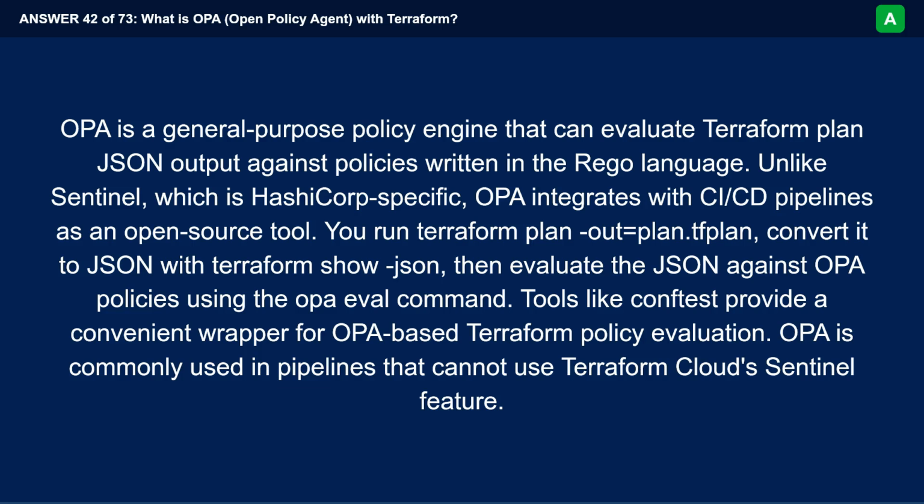OPA is a general-purpose policy engine that can evaluate Terraform plan JSON output against policies written in the Rego language. Unlike Sentinel, which is HashiCorp-specific, OPA integrates with CI/CD pipelines as an open-source tool. You run terraform plan -out=plan.tfplan, convert it to JSON with terraform show -json, then evaluate the JSON against OPA policies using the opa eval command.